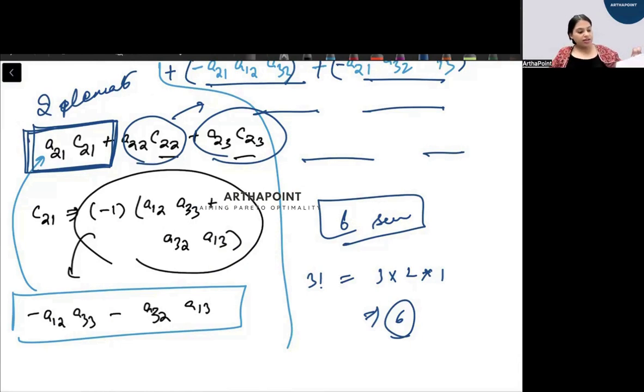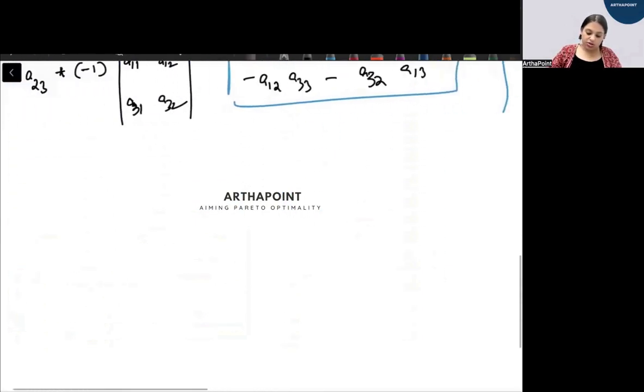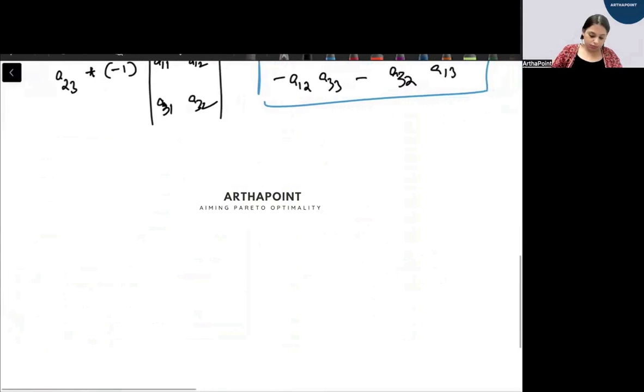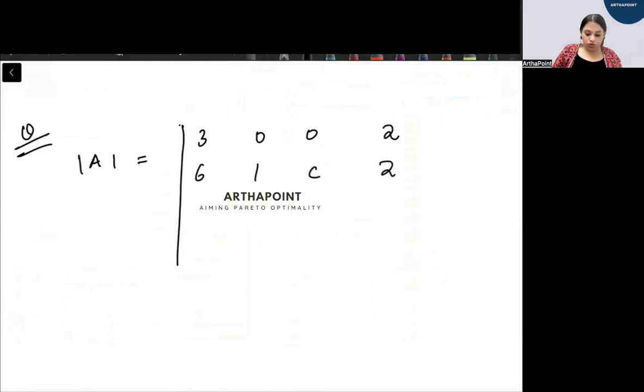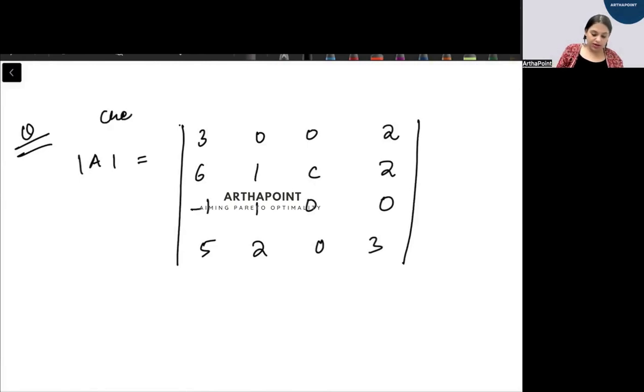तो एक क्वेश्चन कर लेते हैं. There is a question given in this. So question says कि आपको determinant of A निकालना है. सॉरी, you're given कि A एक मैट्रिक्स है जिसका determinant होगा determinant of 3 0 0 2, 6 1 C 2, -1 1 0 0 and 5 2 0 3.